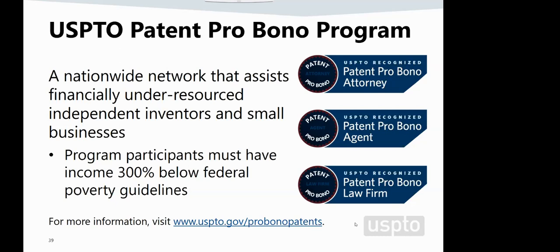There are options, and the option that I think is front and center here is what we call the Patent Pro Bono Program. Again, this is a nationwide network that partners people that have inventive ideas that are worthy of maybe a patent application with registered patent attorneys in your region that will work with you to file your application and prosecute it for you at no cost.